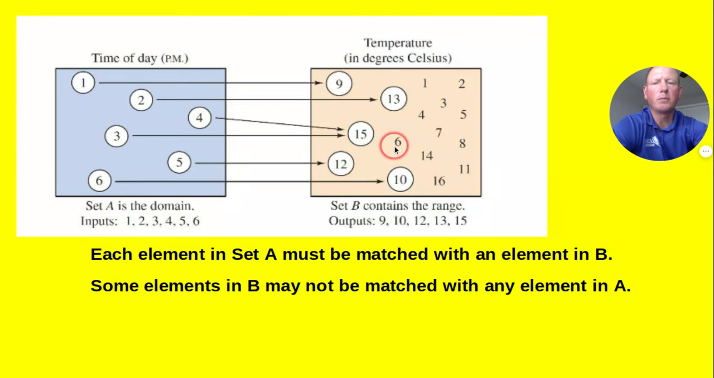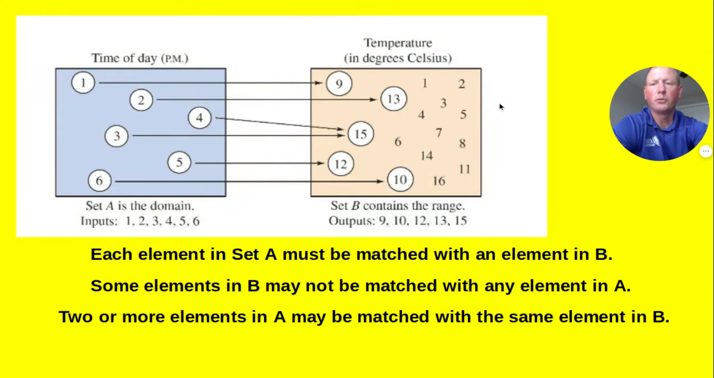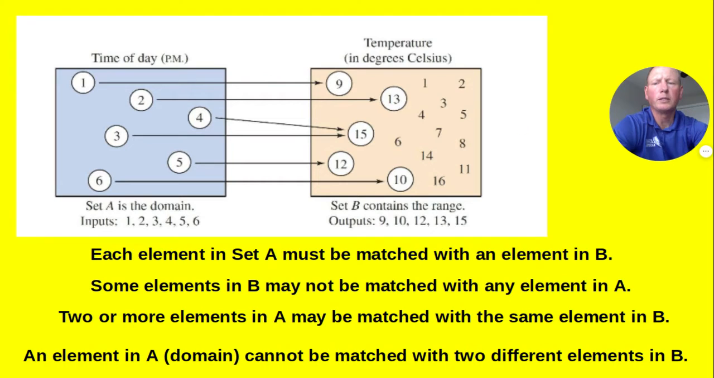Number 2, some elements in B, or in the range, may not be matched with any element. So notice here we've got a number of temperatures that are not actually being used. That's okay for it to be a function. Number 3, 2 or more elements in A may be matched with the same element in B. That's what I mentioned earlier. So at 3 o'clock and at 4 o'clock, it was 15 degrees Celsius. And then the last one, and this is probably the most important one, is an element in A cannot be matched with 2 different elements in B. In other words, at 2 o'clock, it can't be 13 degrees Celsius and 9 degrees Celsius. Those are the 4 main characteristics of a function, just using the chart there.